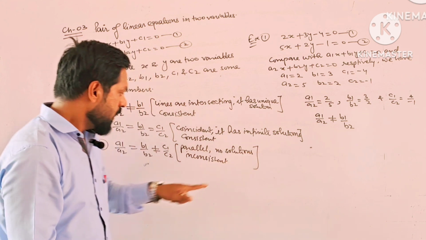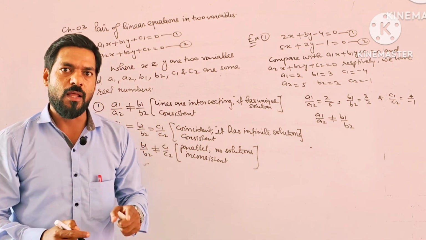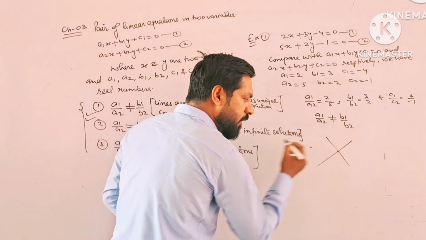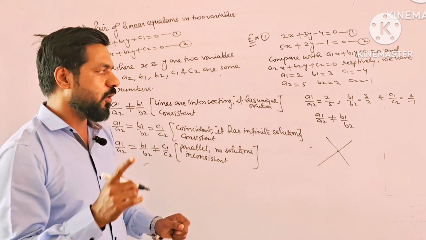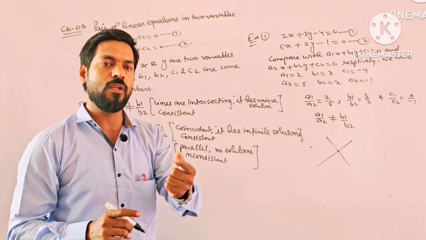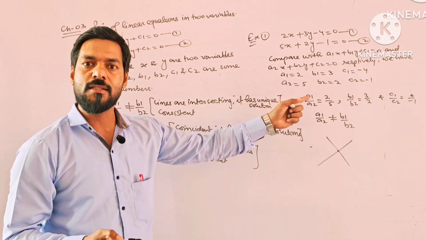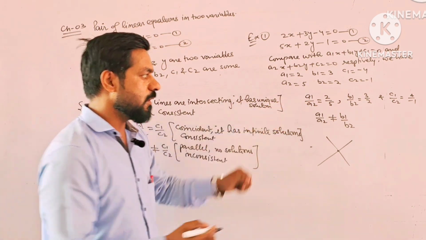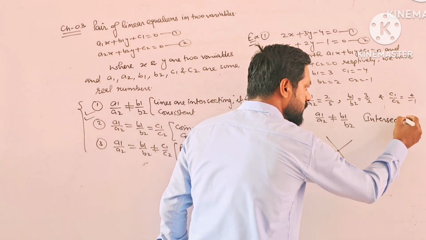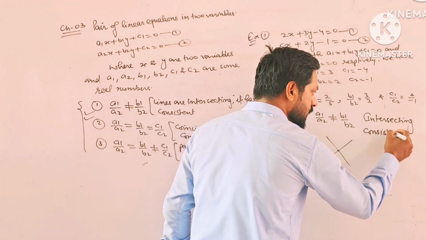So what does it mean? It means lines are intersecting. Lines intersect each other at a point. So how many points is it? Only one point. So because of that, only one solution is there. That is unique solution. And if any solution is there, lines are also called consistent. So this will be intersecting. Lines will be intersecting as well as consistent.